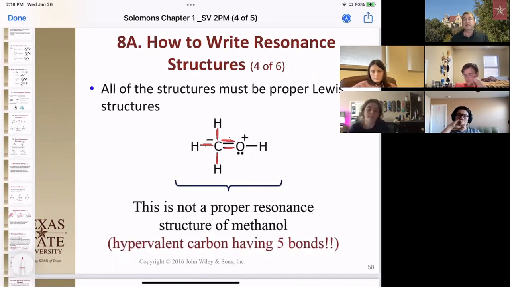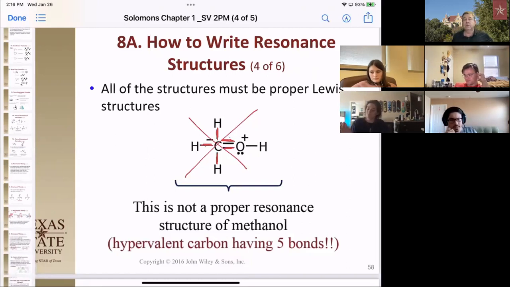Okay, that means there are 10 electrons around carbon. Can we have 10 electrons around carbon? No, we cannot have 5 bonds to carbon. Therefore, this is not a correct Lewis dot structure. Therefore, we cannot take this and use it to make other resonance structures, because this Lewis dot structure is not right.